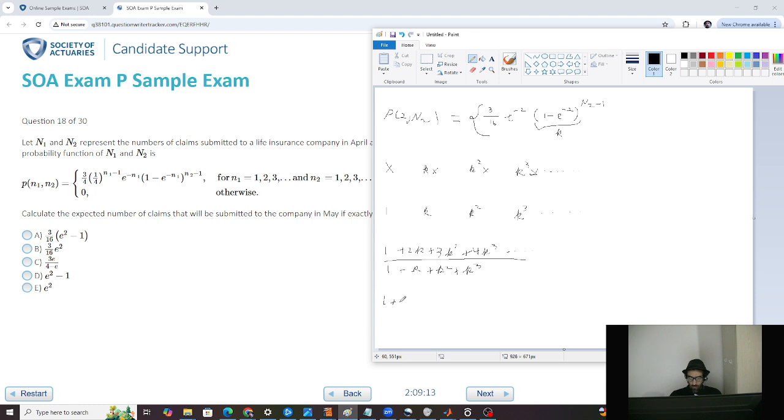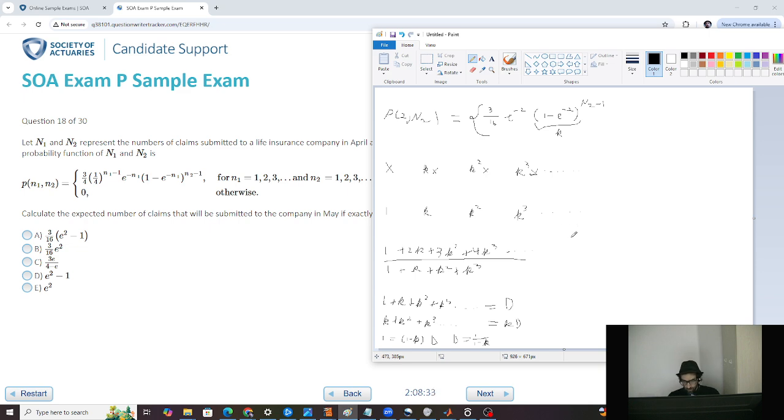If I say 1 plus k plus k squared plus k cubed, etc., equals our denominator. Multiply by k: k plus k squared plus k cubed, etc., equals k times our denominator. Subtract. 1 equals 1 minus k times d, so d equals 1 over 1 minus k. Yeah, okay. I'm remembering my geometric series formula correctly, and I'm applying it correctly.